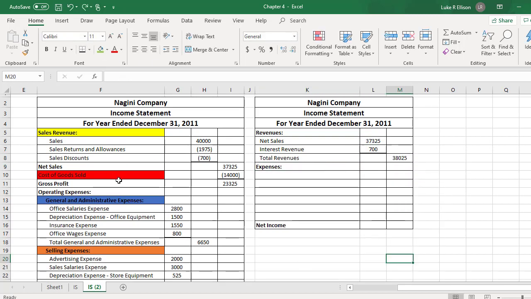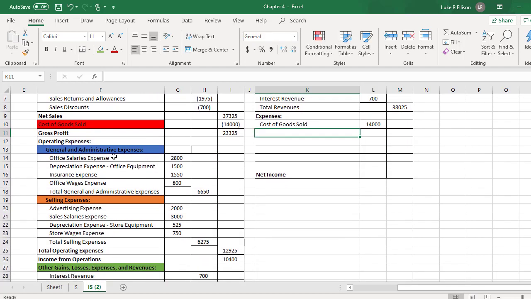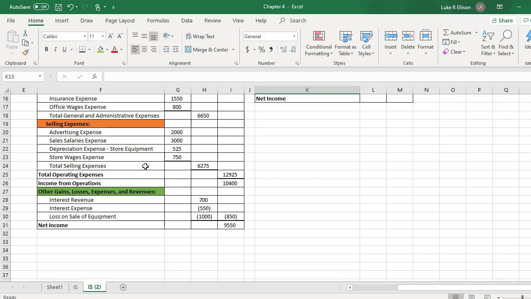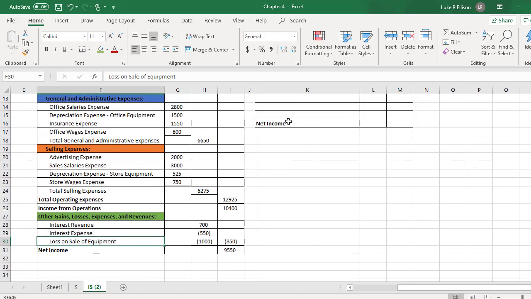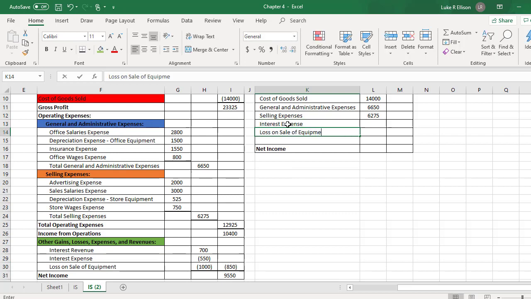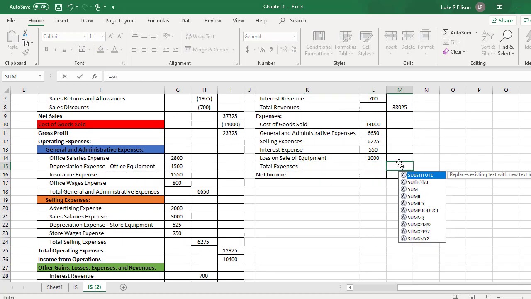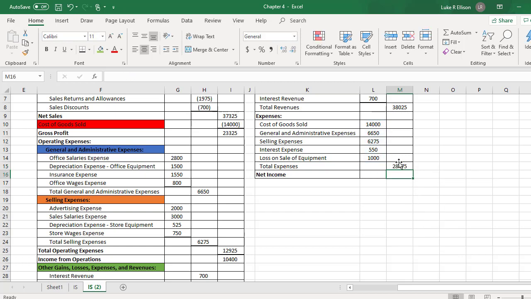For the expenses, first we're going to take the cost of goods sold, which is $14,000. Then we're going to move on to the general administrative expenses and just take the total here. Same idea with the selling expenses, just take the total. Moving on, we also see we have the interest expense and the loss on the sale of equipment. So we can total all of those up.